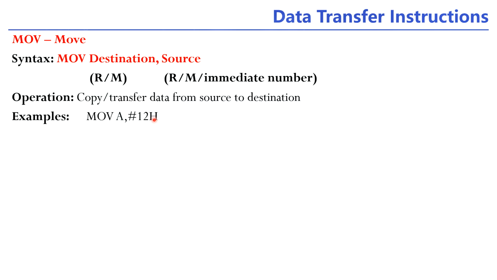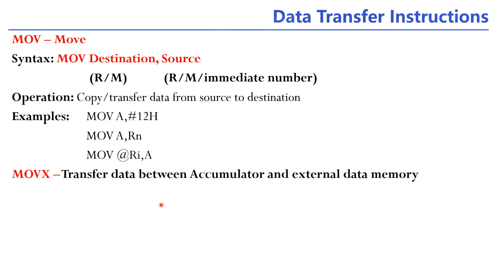Remember, right? For example, MOV A, #12H. This is the pound sign, and this is the constant value. We have already discussed this. If we use the pound sign and give any number, this number is the constant value. This constant value is copied and transferred to the destination register. Another example: MOV A, Rn, where n equals 0 to 7. We can put here R0. The content of R0 is copied and transferred to the accumulator A. That is the syntax of this.